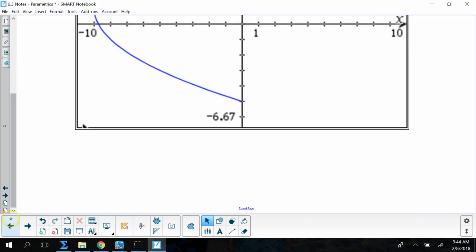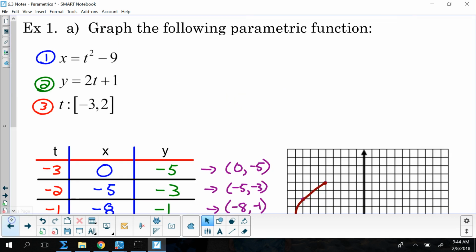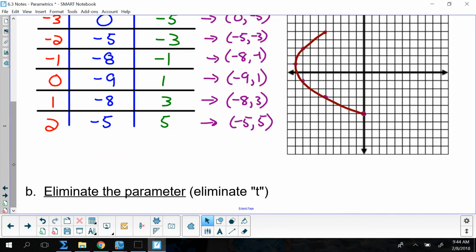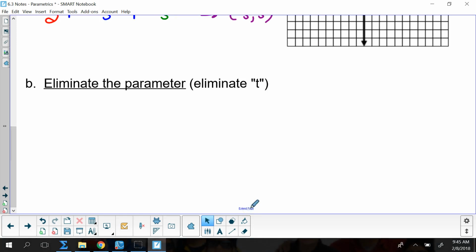Okay. Now, the last thing that I want to talk about is, why am I going there as a previous page? Okay, is I would like to do something that's called eliminate the parameter, which means I want to eliminate t. I want to get my parametric function into regular x and y form. Regular x and y, or I should say function. I want to get my parametric equation into xy function form.